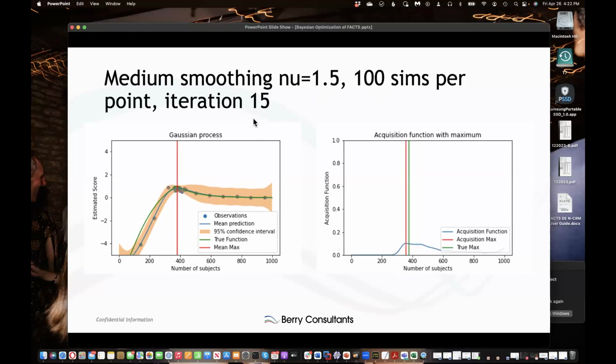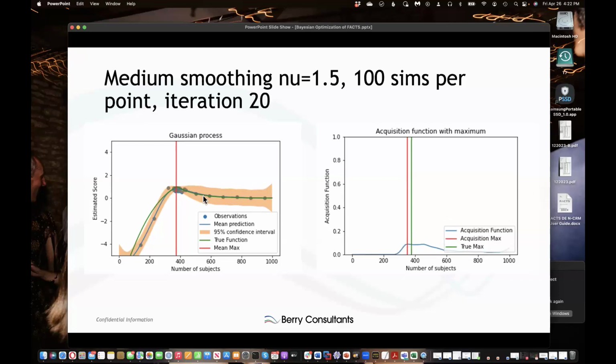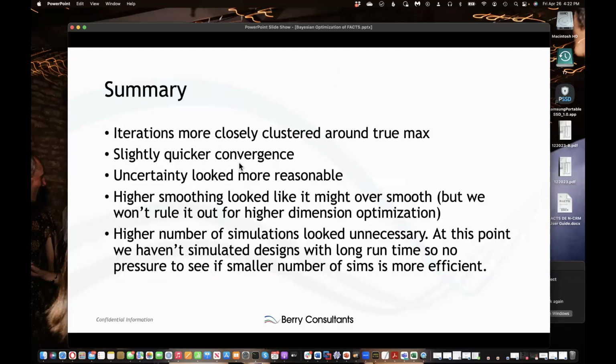And indeed, you can see by iteration 15, it's well grouped here. It's going to step away a little bit to one side, but by 20, it's pretty close. What we haven't done is look at some sort of stopping rule. But we've seen with the smoothing, the iterations are more closely clustered around the true maximum. There's a slightly quicker convergence. The uncertainty looks more reasonable.